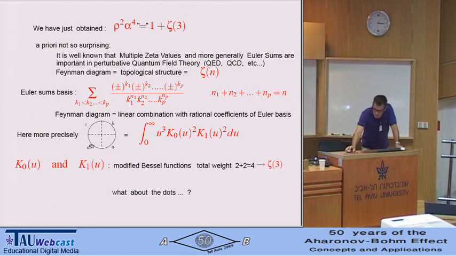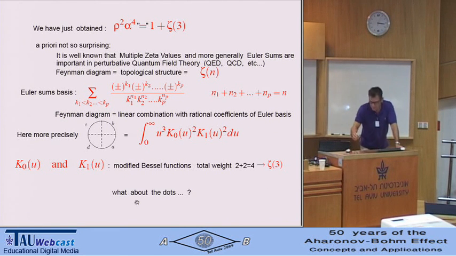So here, what we obtain in our problem, this two impurity random Aharonov-Bohm problem, we obtain that this Feynman diagram I was considering is 1 plus zeta of 3, and in fact, we were able to re-express it in that way. So here we have a simple integral over a product of Bessel functions. K0 and K1 are modified Bessel functions. And you see that the total weight here is 2 plus 2 equals 4. So 2 plus 2 equals 4 is associated to zeta of 3.